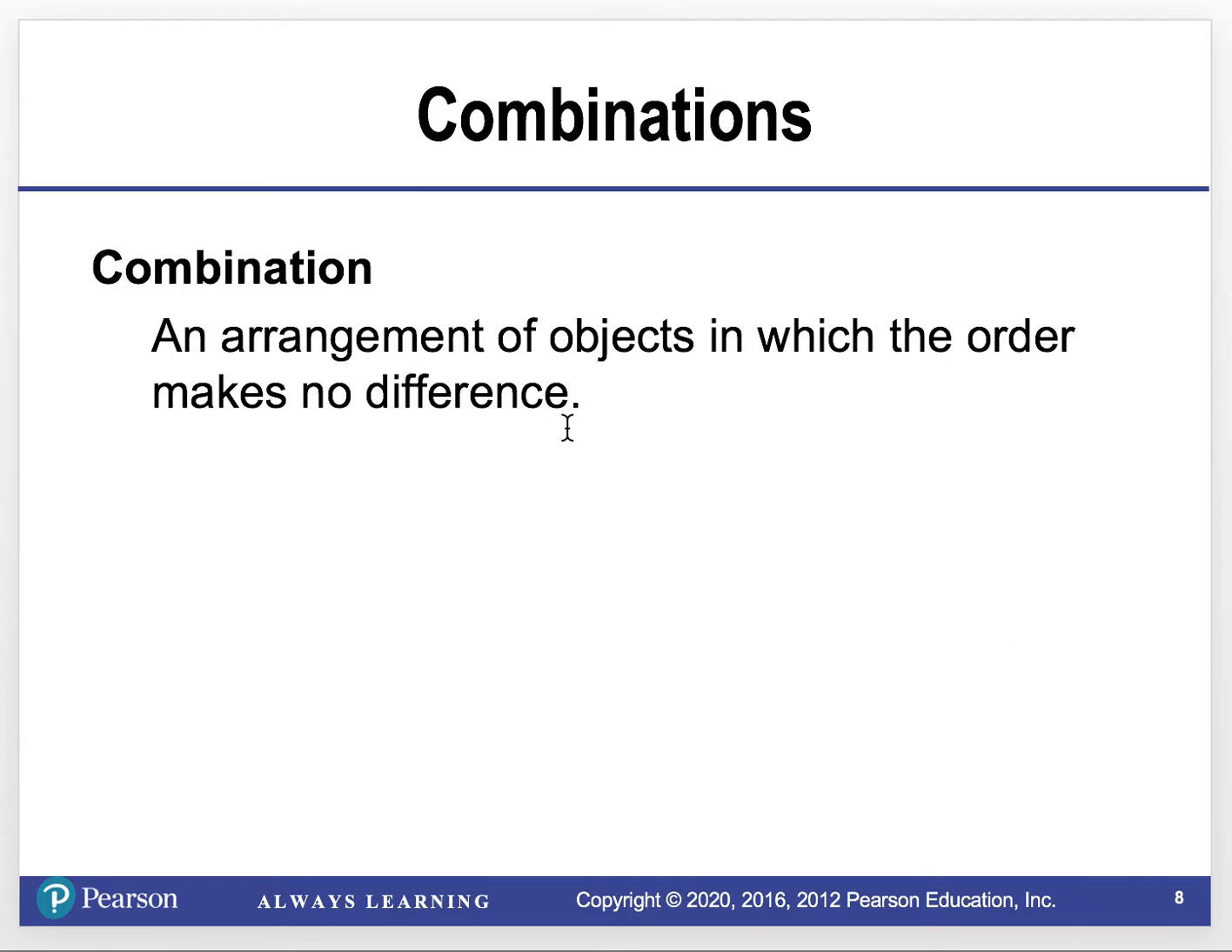So here's the difference between a permutation and a combination. And here's the first question we've got to ask ourselves when we're trying to count these things up. Is it a permutation or a combination? Or is it neither, which means it's a fill in the blank.